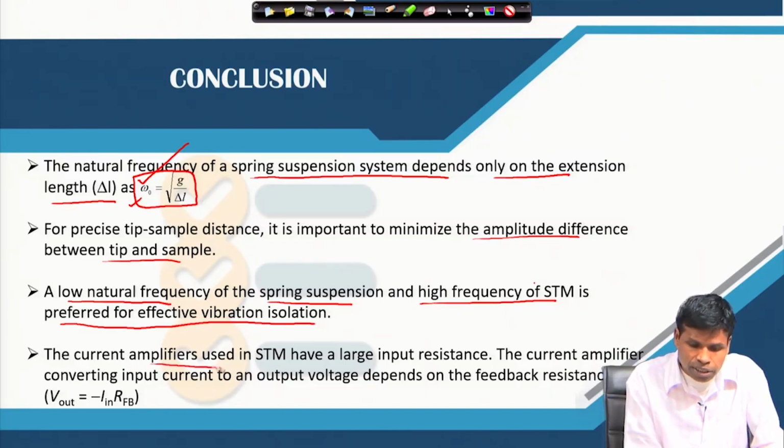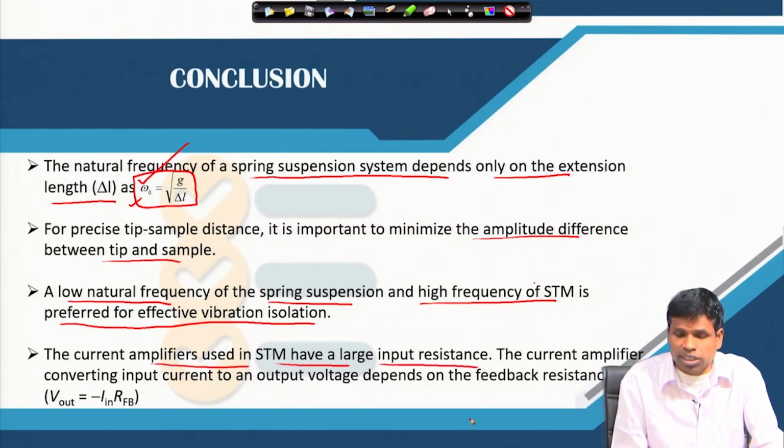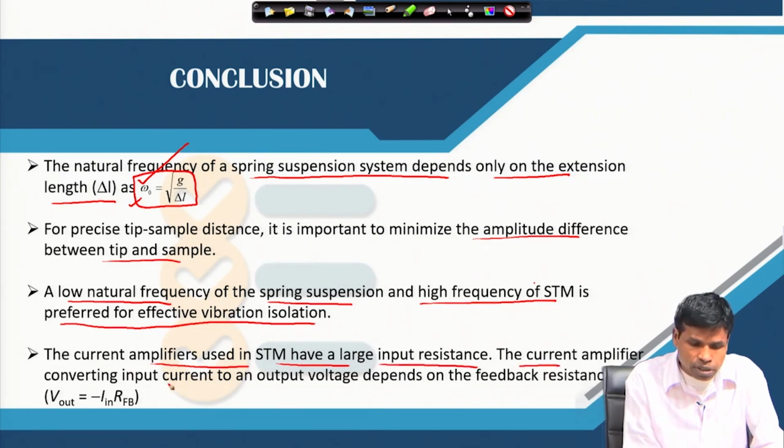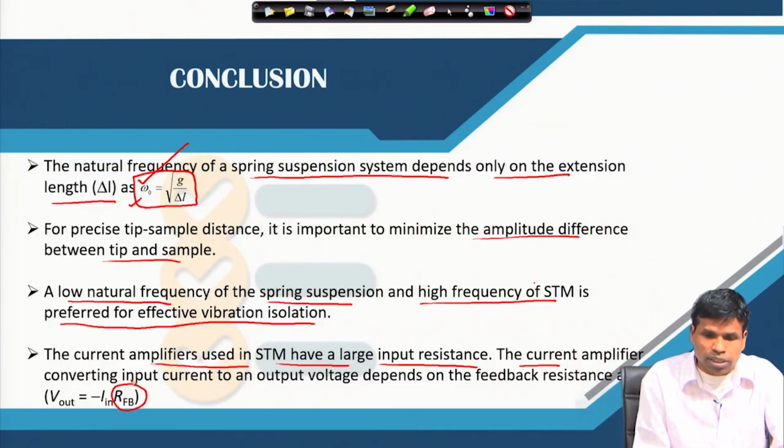And the current amplifiers used in STM have a large input resistance, feedback resistance, and the current amplifier converting the input current to output voltage depends on the feedback resistance, that as you have seen is directly proportional to the feedback resistance.